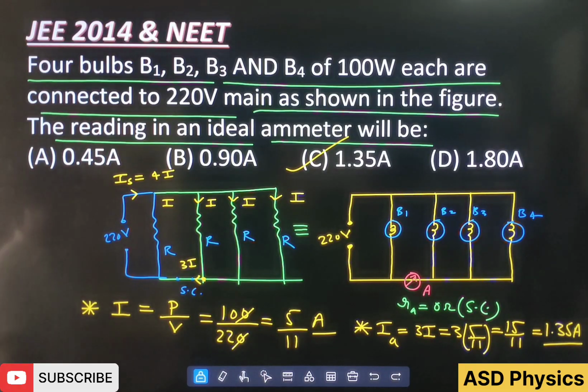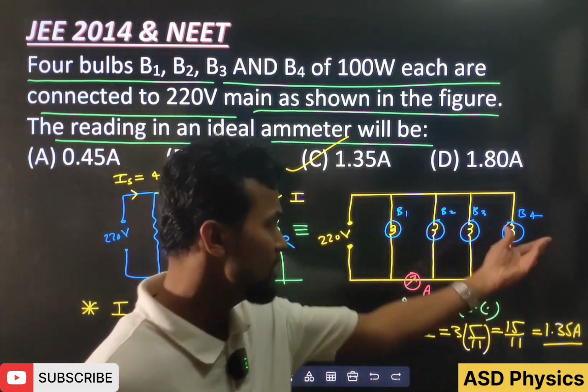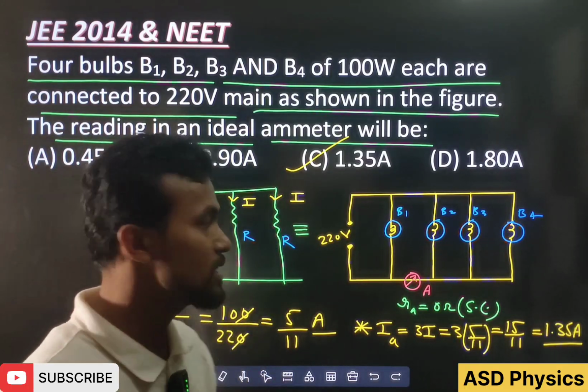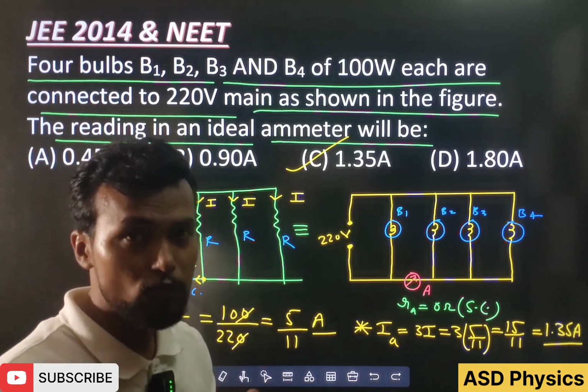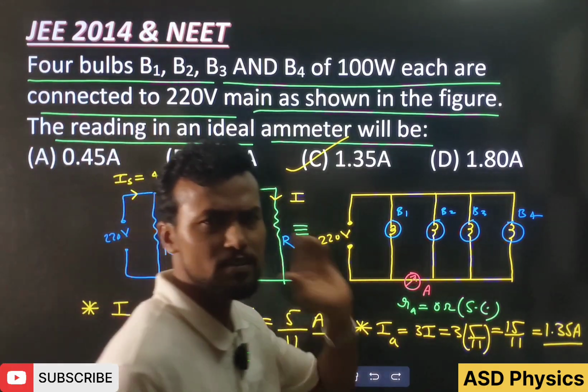Very simple. Bulbs are represented by resistors, and all bulbs are identical. Resistance is the same, connected in parallel. That means potential difference is also the same. That means definitely the same current will flow through all the bulbs, and in this ammeter 3I current will flow. Very easily we have done it.